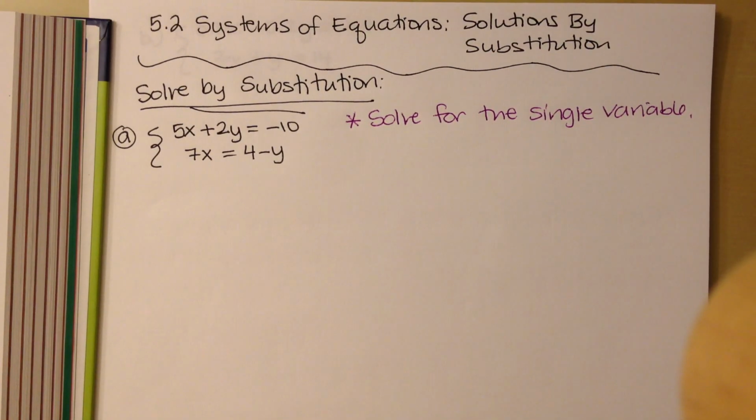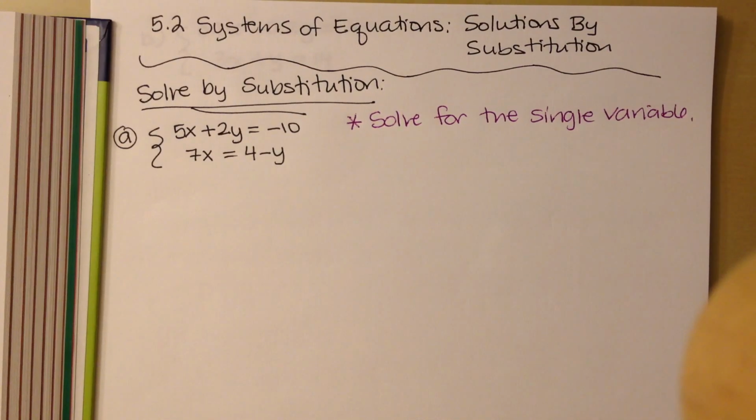5.2 Systems of Equations, Solve by Substitution. There are three methods that we will see in Chapter 5. The first method was to solve by graphing, which we saw in 5.1, and then we have substitution in 5.2, and in section 5.3 we have solutions by addition. So in this case, we want to review and or learn how to solve by substitution.